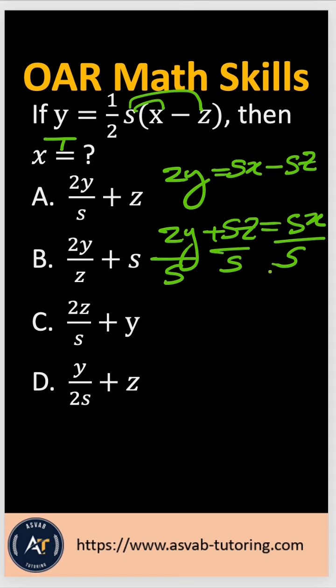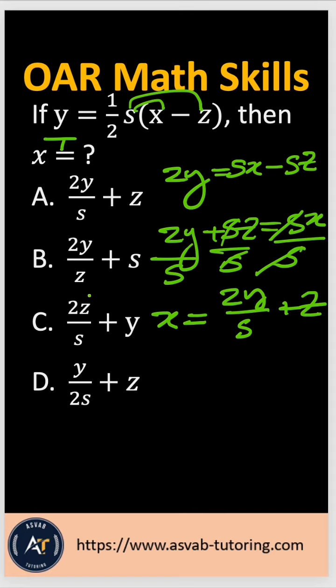So if I rewrite it, bring this side in the left side, then that gives you x equal to 2y over s plus z. So the correct answer is option A.